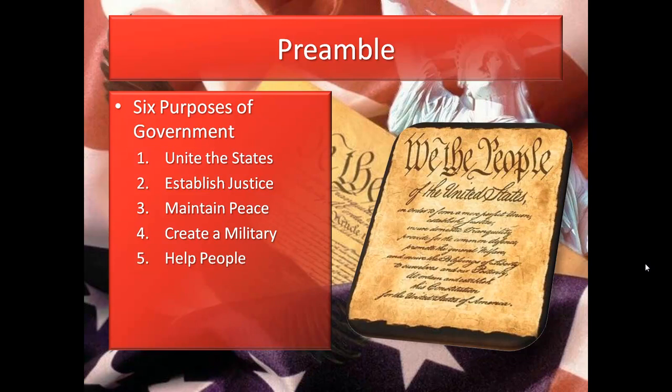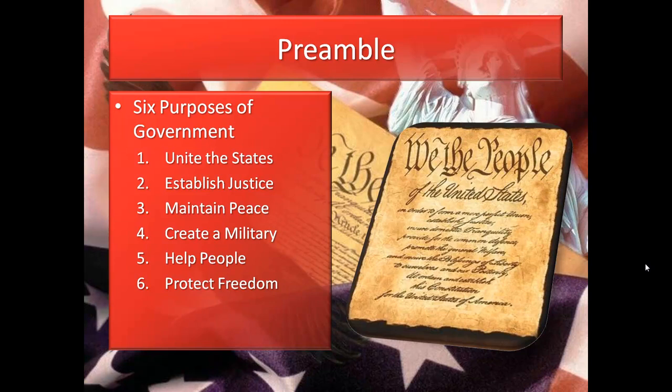Number 5, to help people. And this is one that we'll talk about a lot as the year goes on because this gets kind of controversial. What we mean by that is, how much should we help? How should we help? How are we going to help? If we're helping, where do we get the money to help? And number 6, to protect freedom. To ensure that the things that we believe in today, these blessings of liberty, exist for our children and our children's children.